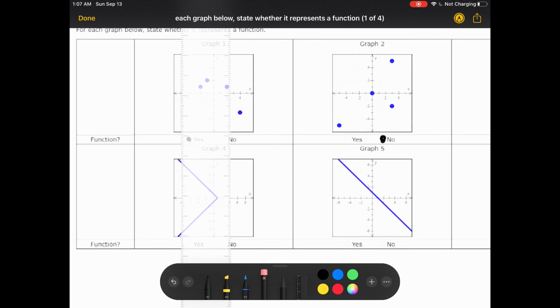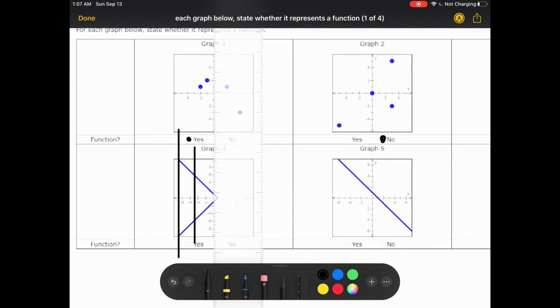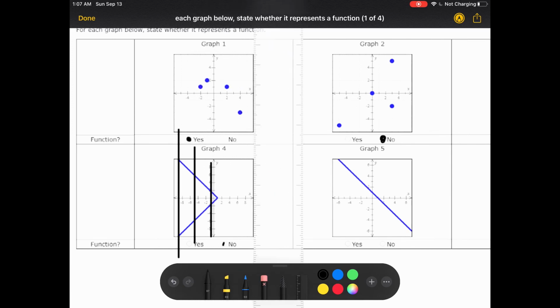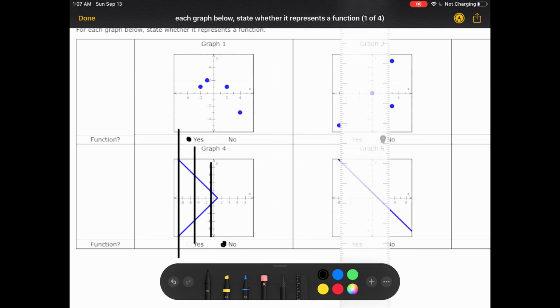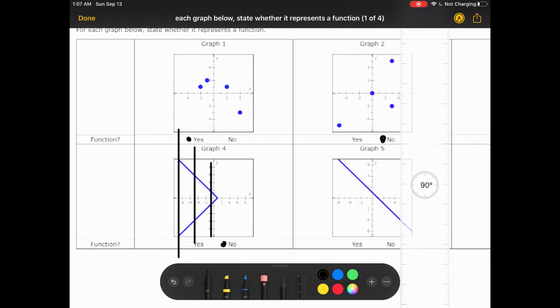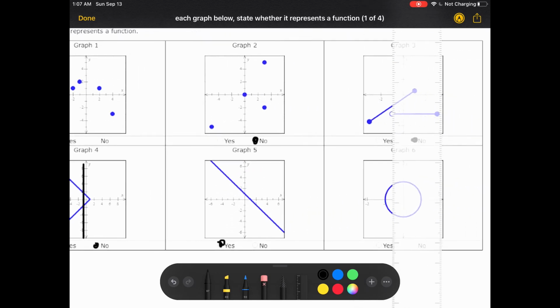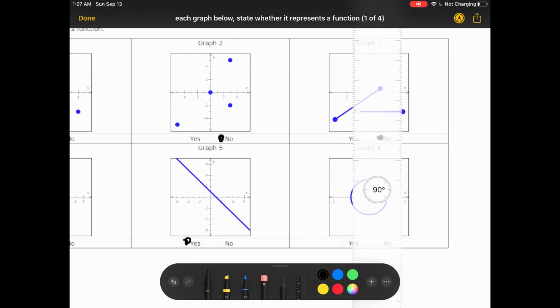Anyway, I'm going to go to graph 4. Right out the gate, it hits two points at the same place. It doesn't even matter. You can go over a little bit, two points at the same place. So this is not a function. Now, a little bit more complex. I have a line going diagonally. At no point does it go over the same point twice. So this is a function? Yes, it is.